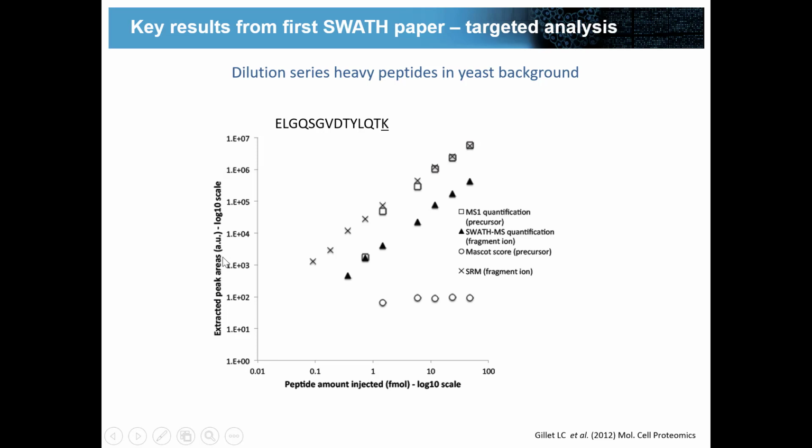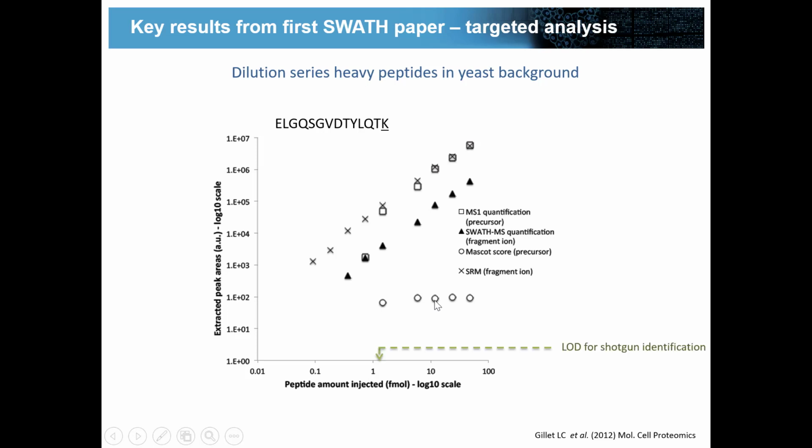And what's plotted is basically the signal response using either SRM with the x's, or MS1 quantification, which is the boxes, or using SWATH, which is the black triangles, or asking whether the peptide was identified or not in the DDA analysis. So this is actually the Mascot score, which is plotted here, which is why it's basically flat.